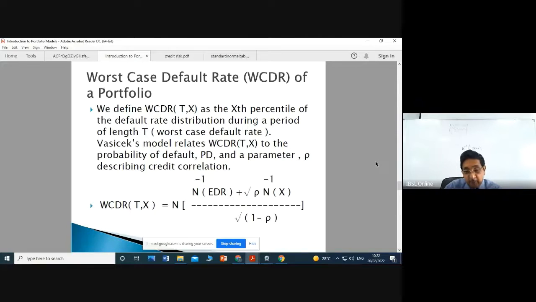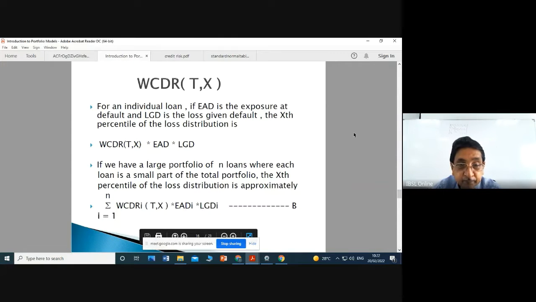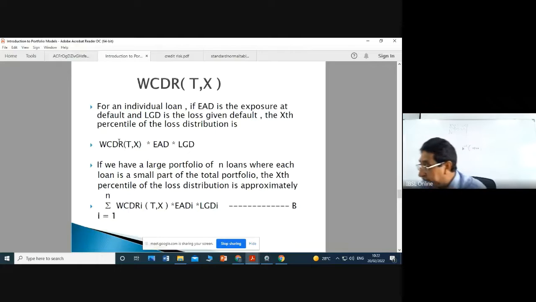Right. We will see a type of problem that comes here. For an individual loan, if EAD is the exposure at default and LGD is the loss given default, the X percentile of the loss distribution is... right. Now, what do you mean by X percentile? X percentile means, at a 99% confidence level also, what is the probability? So that is what you call the X percentile of the loss distribution. There you get the probability of default.